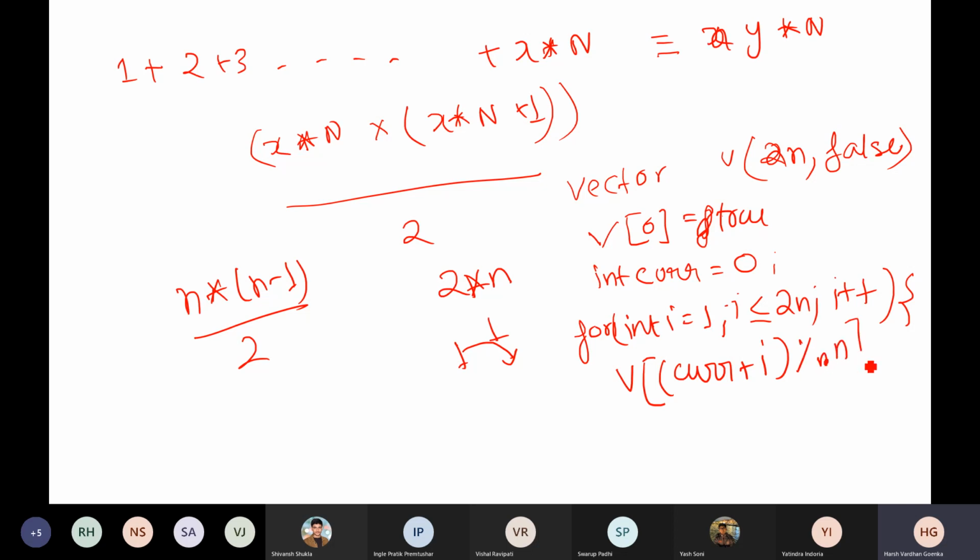If you don't give this mod n, it will cause a segmentation fault, because it will be accessing beyond n. I'll mark this position as true because I have visited it, and I'll update my current position to current plus i, mod n. I will do this for 2n moves, and at the end I will check whether all the cells are visited or not. If visited, then I will display yes, otherwise no. So everybody got this idea? How did I solve this problem? For n equal to 1000, not for n equal to 1e18.